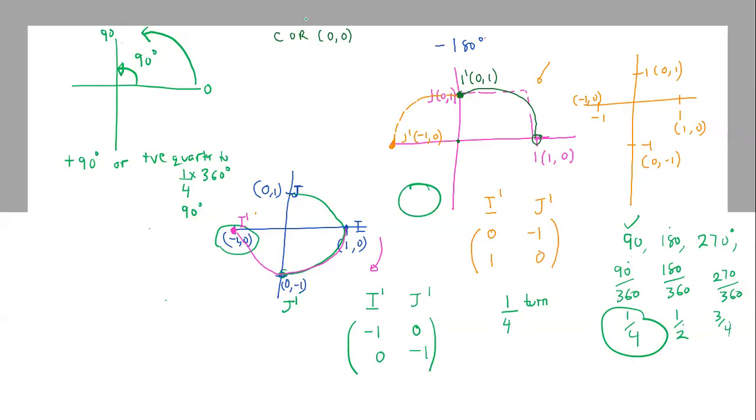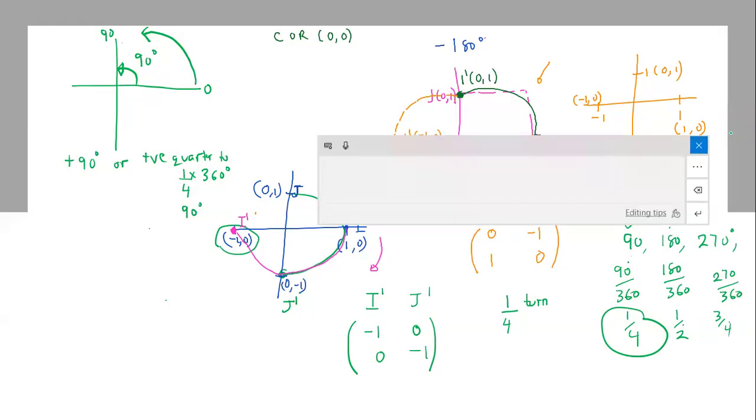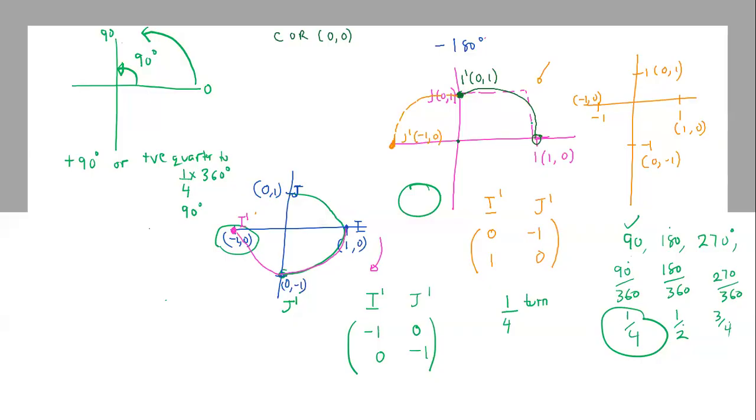Kindly let me know in the chat whether we are still on the same page. Okay, I think we are on the same page.